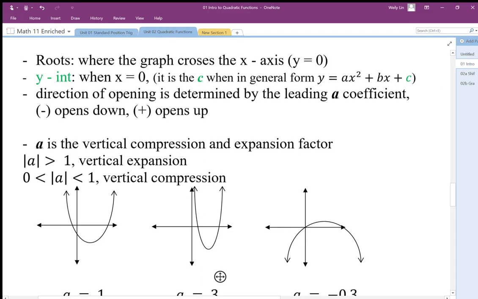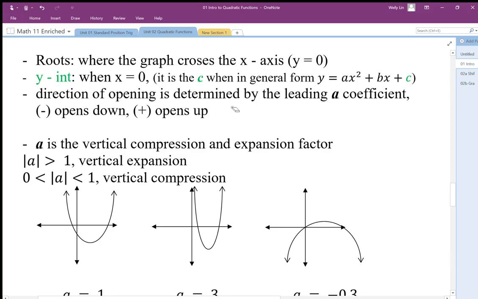Key parts of this equation are the roots or zeros where it crosses the x-axis, and the y-intercept. We can find that when x is equal to 0, we plug it in. When it's in this form, not any of the other forms, but only in the general form, that c, that last number, is the y-intercept.